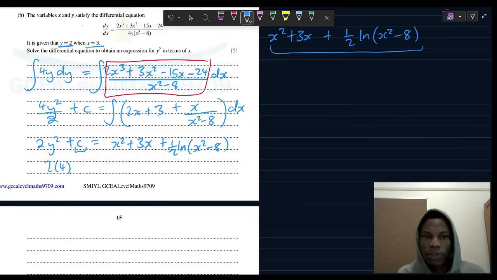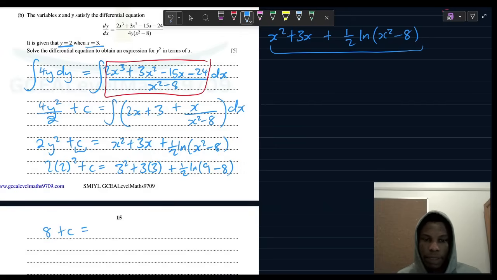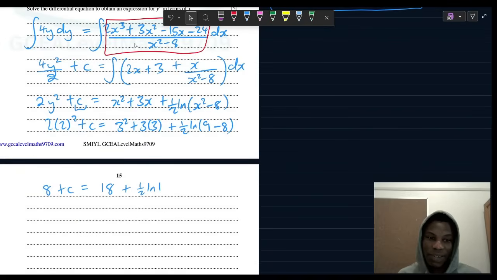2 times 2 squared, plus c is equal to, x is 3, so 3 squared plus 3 times 3 plus half ln 3 squared minus 8, which is 9 minus 8. So 2 times 2 squared, that's 4 times 2, which is 8, plus c is equal to 9 plus 9, which is 18. And then there we've got plus half ln 1. You should know that ln 1 is 0. If you don't, now you know.